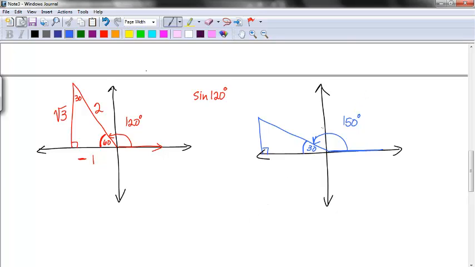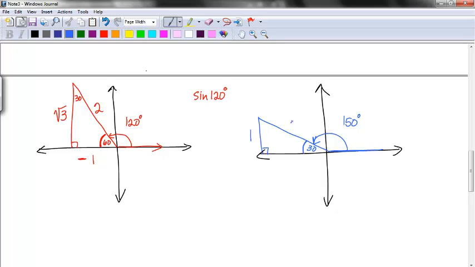Standard labels in trig. The side opposite the 30 would be 1. How many times have I said that? Have you written it down yet? Okay. Just because I don't write it, you got to get used to the verbal clues. The side opposite the 30 is 1.